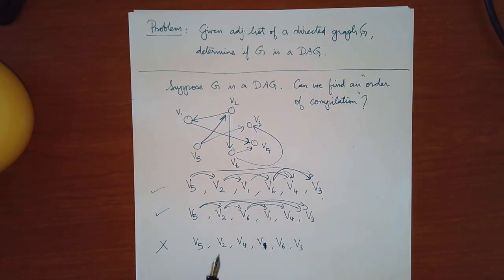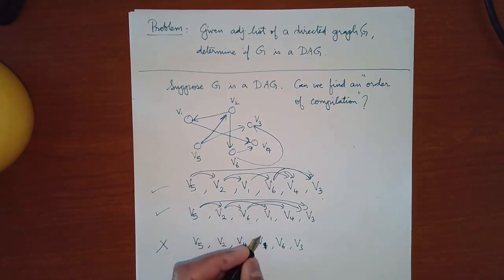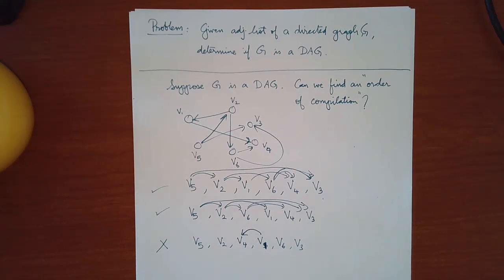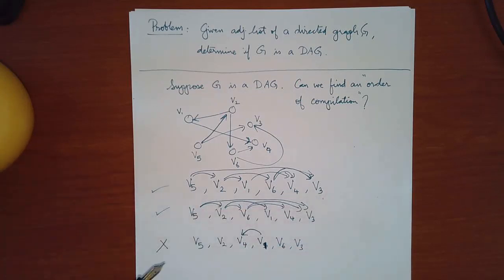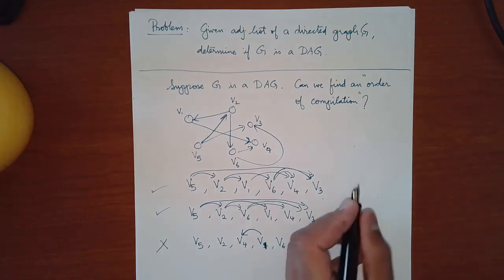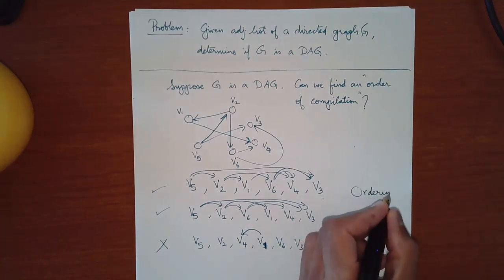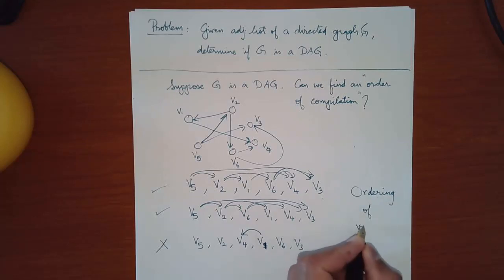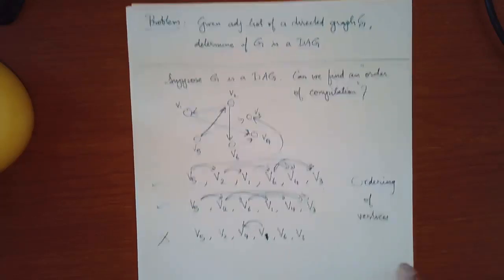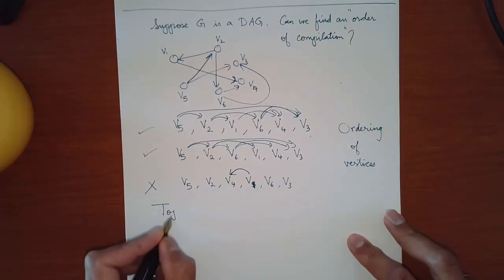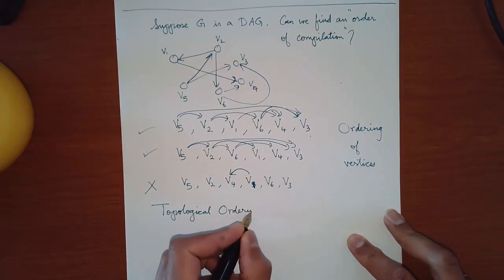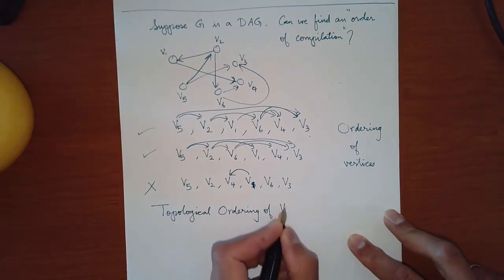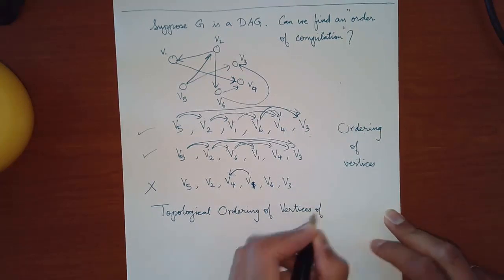But in this ordering, you have V1 pointing to V4 in this direction. That's why it's wrong. So you see that in the first two orderings, the arrows always point from earlier in the ordering to later in the ordering. It's not a traversal, it's an ordering of the vertices. These are orderings. There's an ordering of the vertices, and this has a name. This is called a topological ordering of the vertices of a DAG.